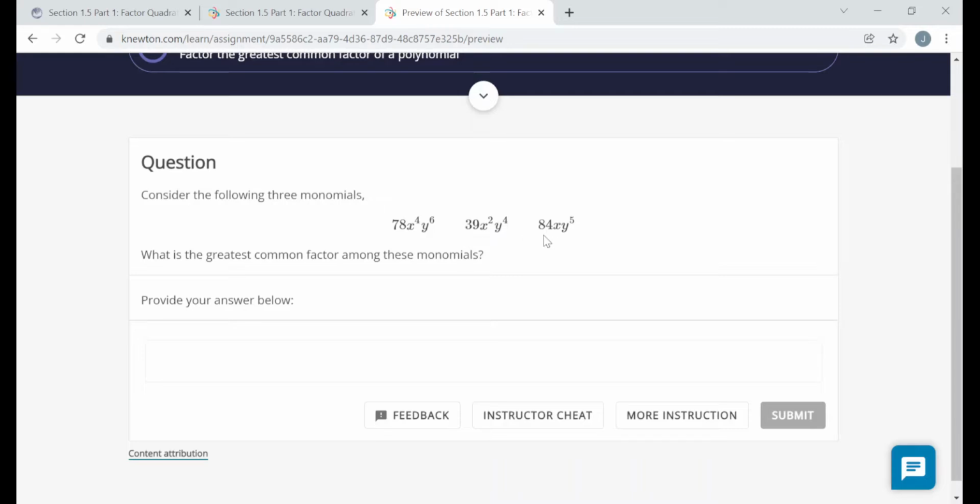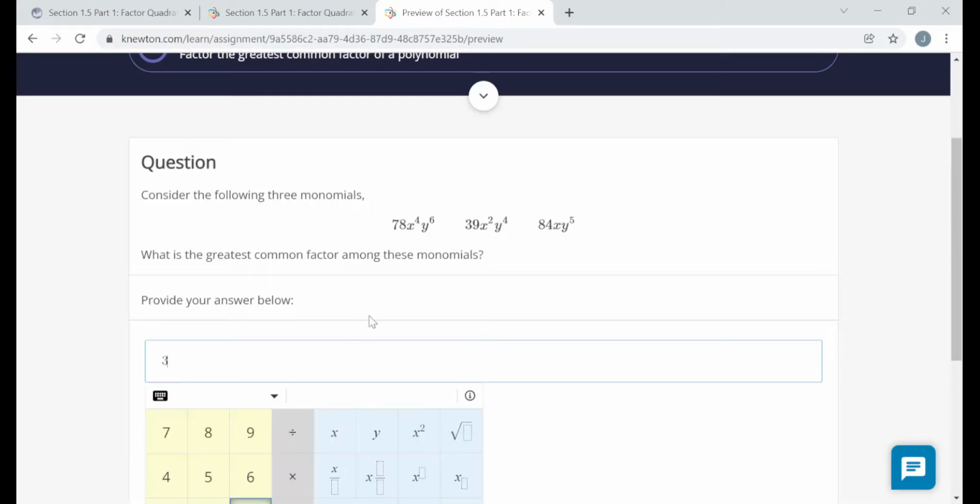And then 84 is 4 times 21. That'd be 2 times 2 times 3 times 7. Yeah, so the only factor they have in common is 3, the numbers, anyway. Again, this is 2 times 3 times 13, this is 3 times 13, and this is 2 times 2 times 3 times 7. So the only thing that all the numbers share as a common factor is 3.